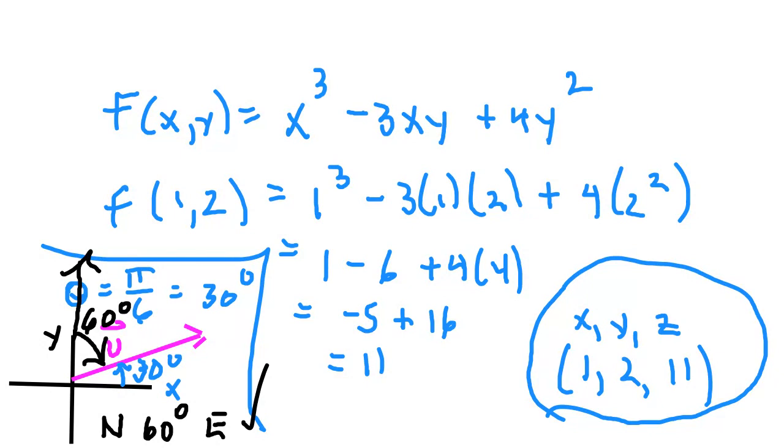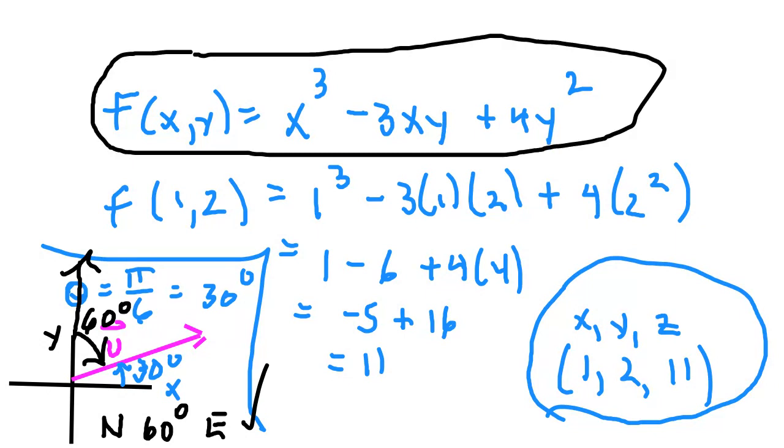So we are on this surface, standing on the surface at the point 1, 2, 11, and we're looking in the direction of north 60 degrees east. That corresponds to a theta of 30 degrees, or pi over 6.